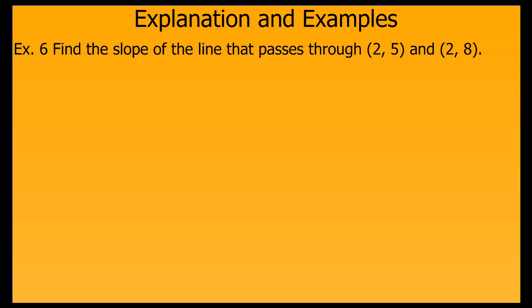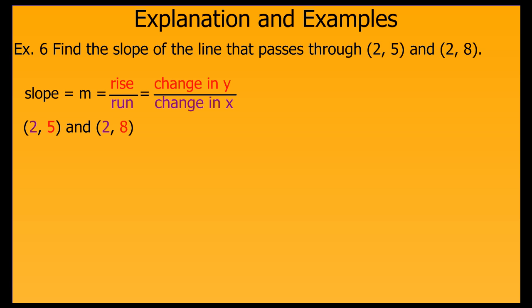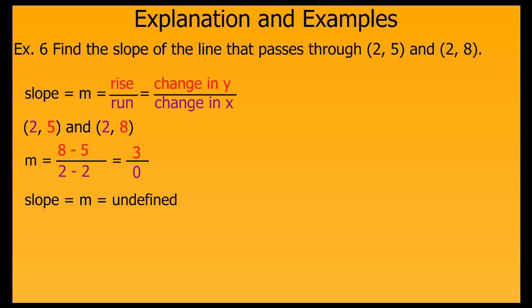One last example, this one with a different twist. Again, here's our definition and our points. But this time our run is 0, which means we have 0 in the denominator. In mathematics, it makes no sense to divide by 0 because we simply can't divide something into 0 groups.